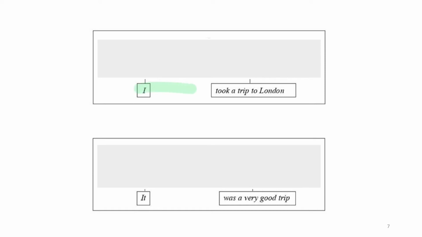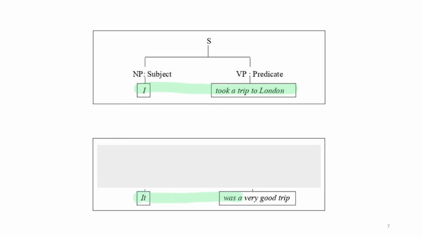So, I took a trip to London is a sentence where the subject is the NP, I, and the predicate is the VP, took a trip to London. Similarly, it was a very good trip is a sentence where the subject is the NP, it, and the predicate is the VP, was a very good trip.